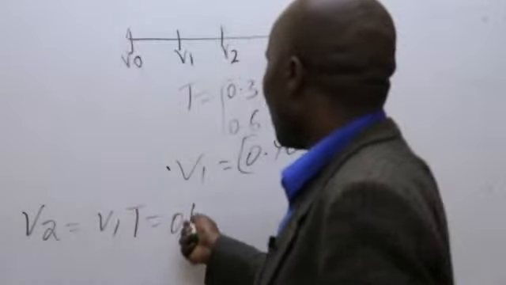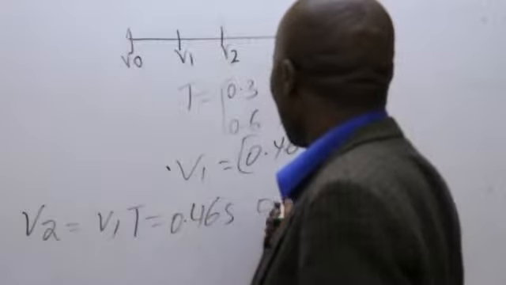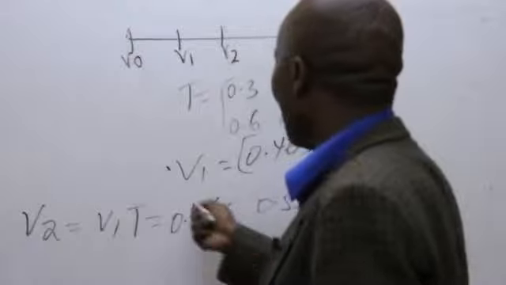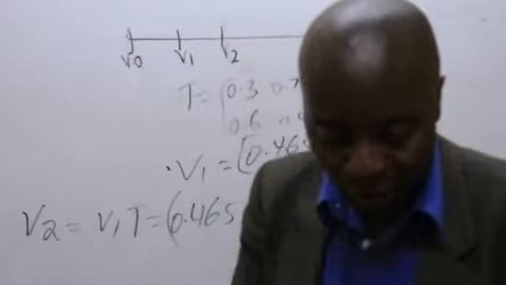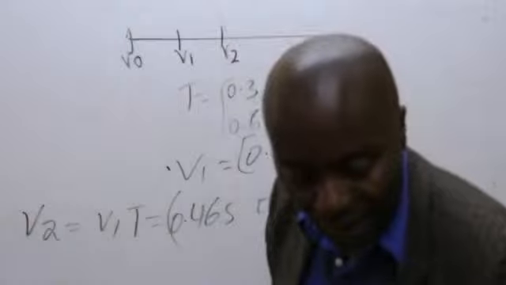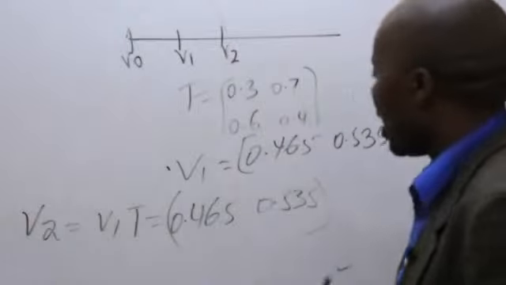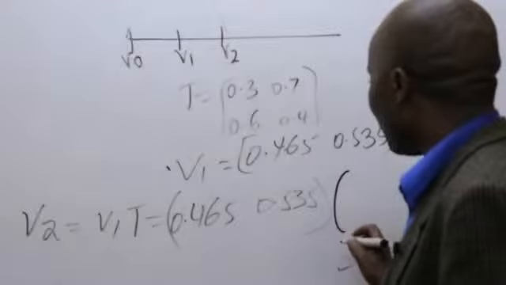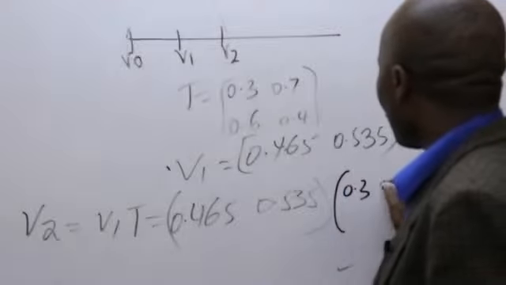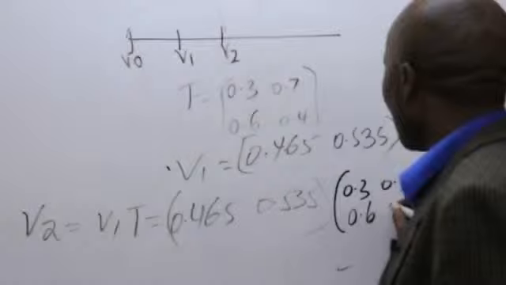Vector 1 is 0.465 to 0.535 multiplied by our T matrix. How will this T matrix look like? So we have our T matrix, ladies and gentlemen, which is 0.3, 0.7, we have 0.6, 0.4.